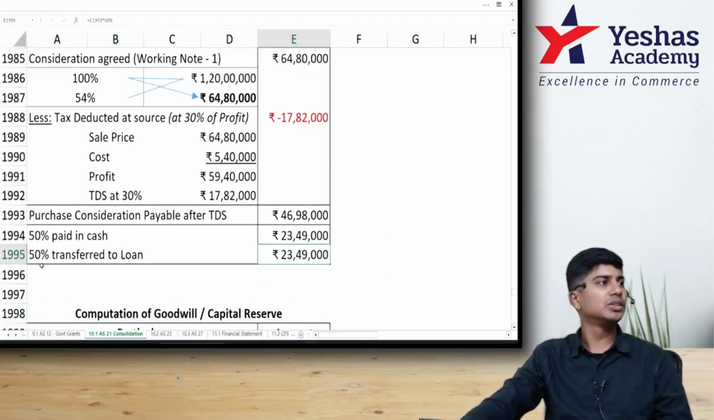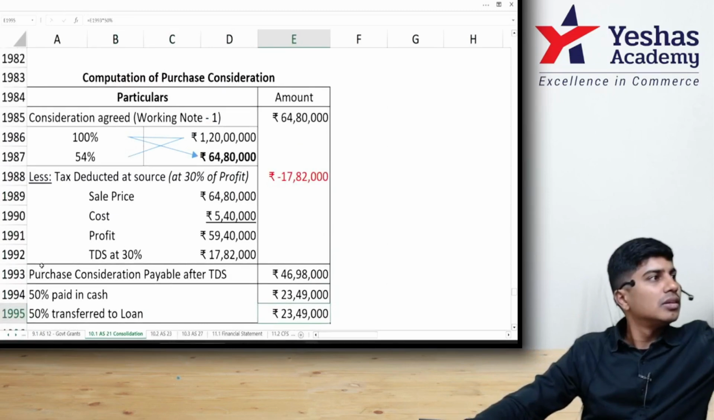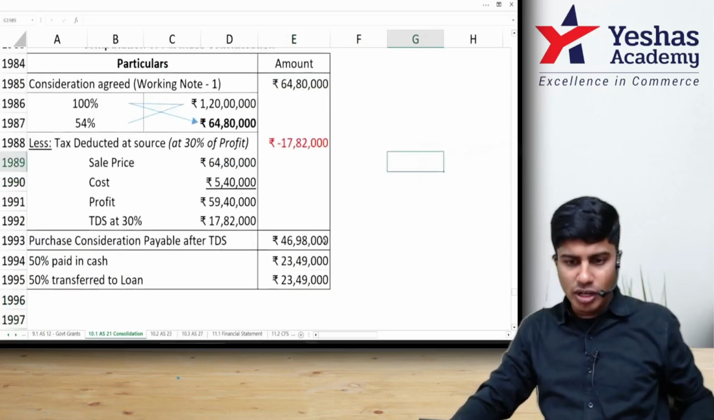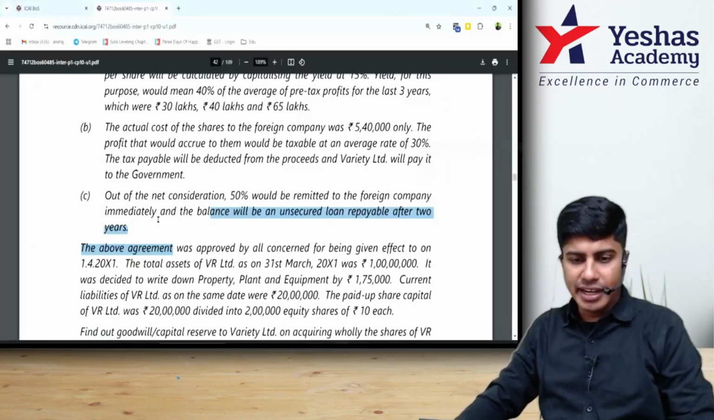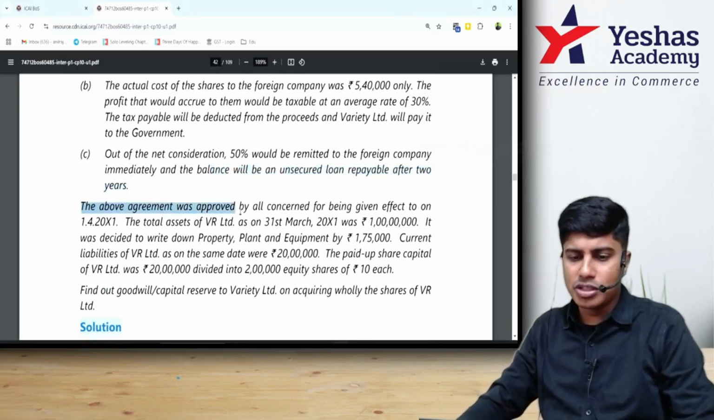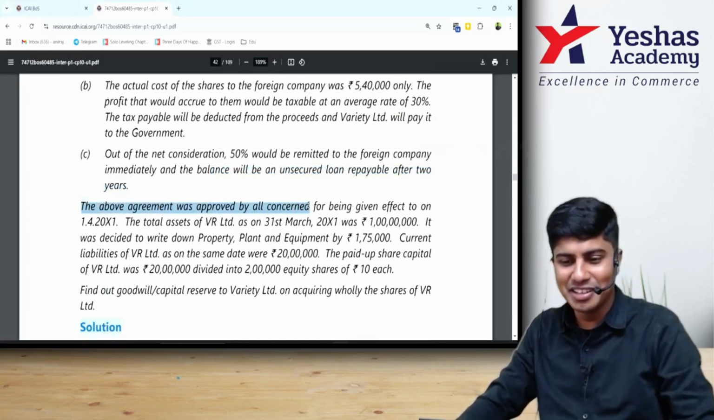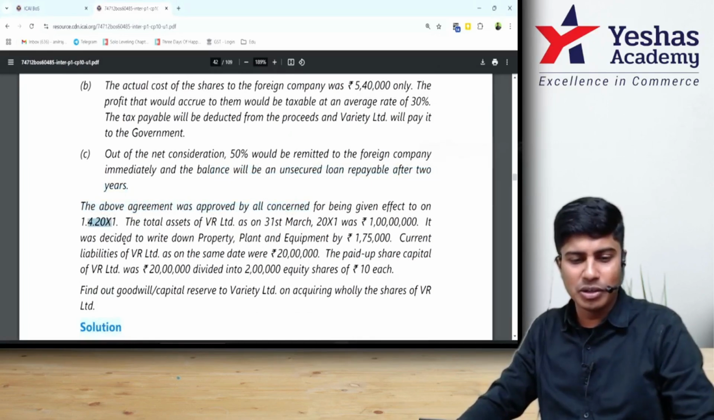Anybody has any doubt? Then read what is there after this. Third point is also over. The above agreement was approved by all concerned parties. We've already written the entry. We already did all the adjustments for giving effect on 1st of April 2011.